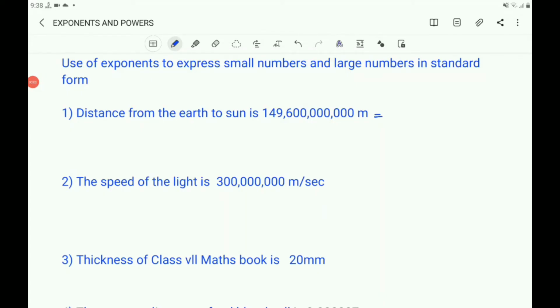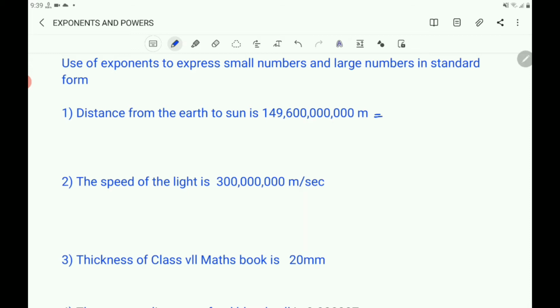Children, let us continue the chapter Exponents and Powers. There are some large numbers and some small numbers. We can express them in the form of exponents. Then you can identify them easily. You can express very large numbers in the standard form and also in the exponential form.